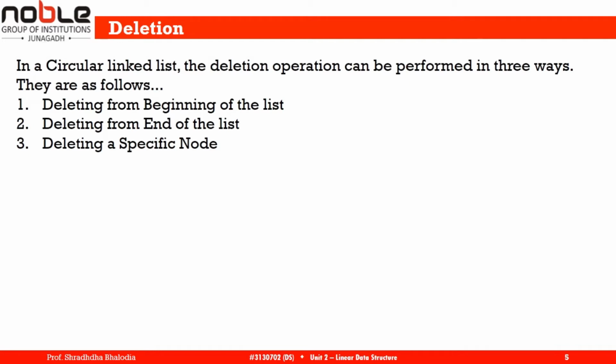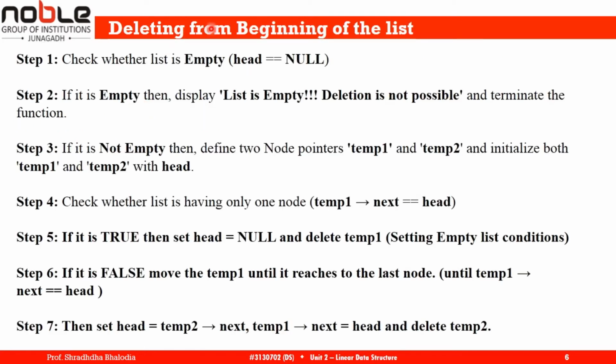There are three ways to perform a deletion operation in linked list. The first is deleting from the beginning of the list. Check whether the list is empty. First of all, for deleting an element from the list, we need to check one common condition for all the algorithms: check whether the list is empty or not. Because if the list is empty, then deletion is not possible from anywhere. It means from the beginning, from the end, or from specific locations.